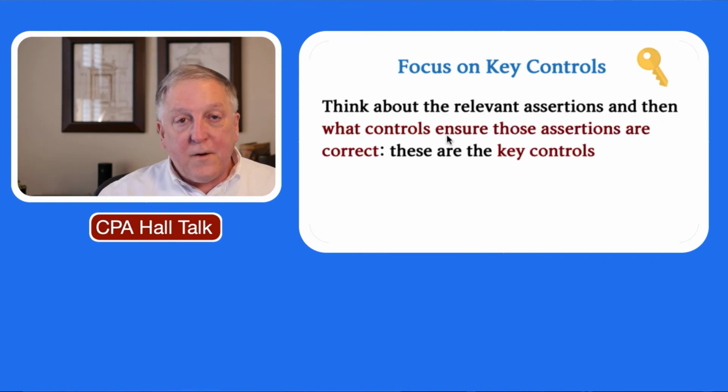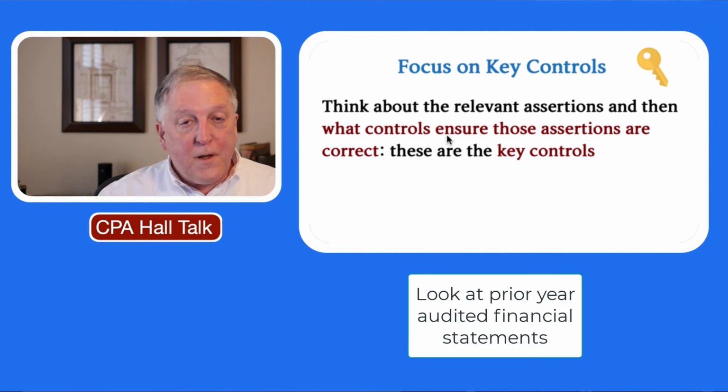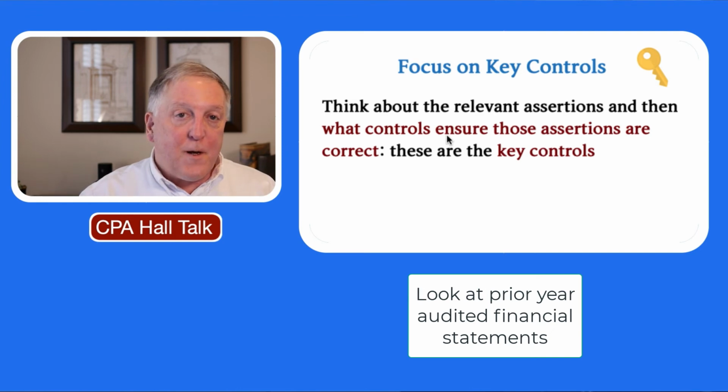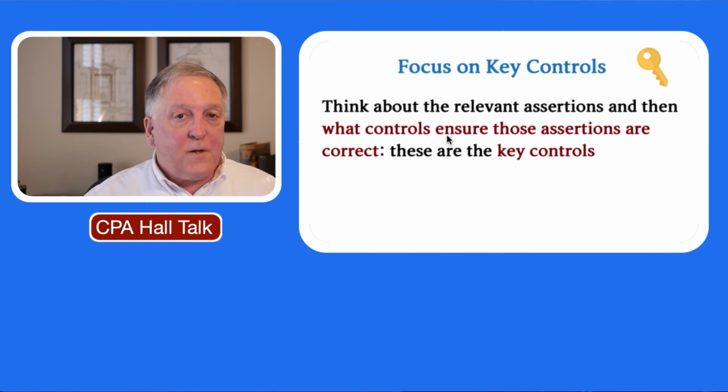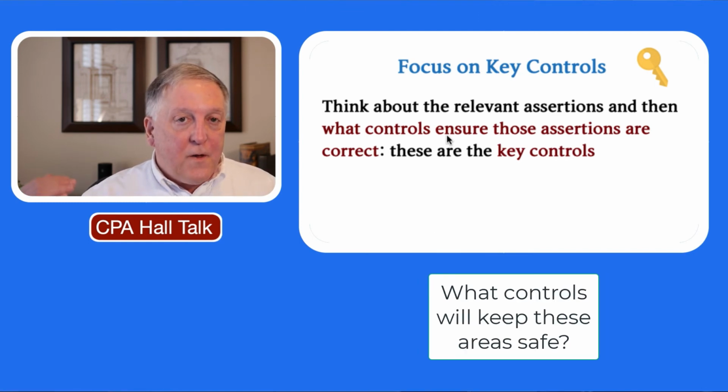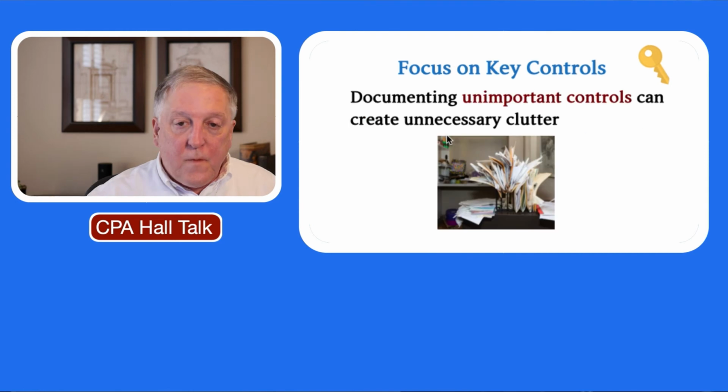What I'll do is I'll get a prior year financial statement, and I'll usually look at the balance sheet and the income statement. I'm looking at the areas that are material, and then I'm asking myself, what are the relevant assertions for those areas? And then I ask myself, what controls would ensure that those assertions have been appeased, that they're okay, that the controls are working appropriately in relation to those assertions.